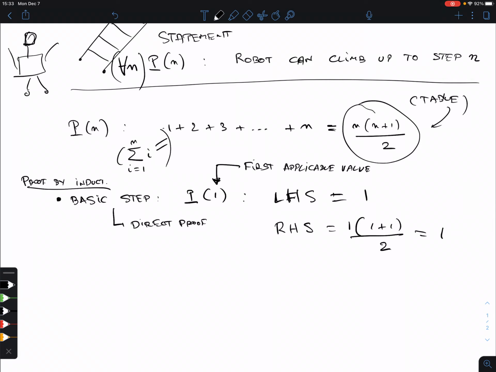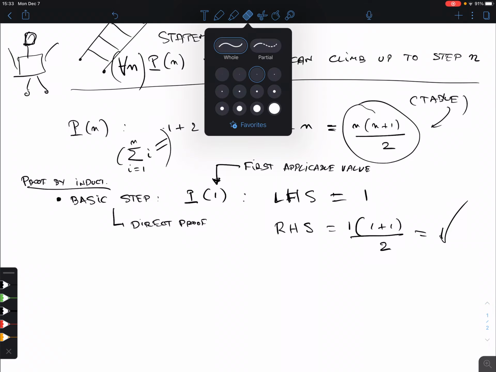What did I do? Okay, no, that was okay. No, I wanted to erase this. Really? What is it doing?